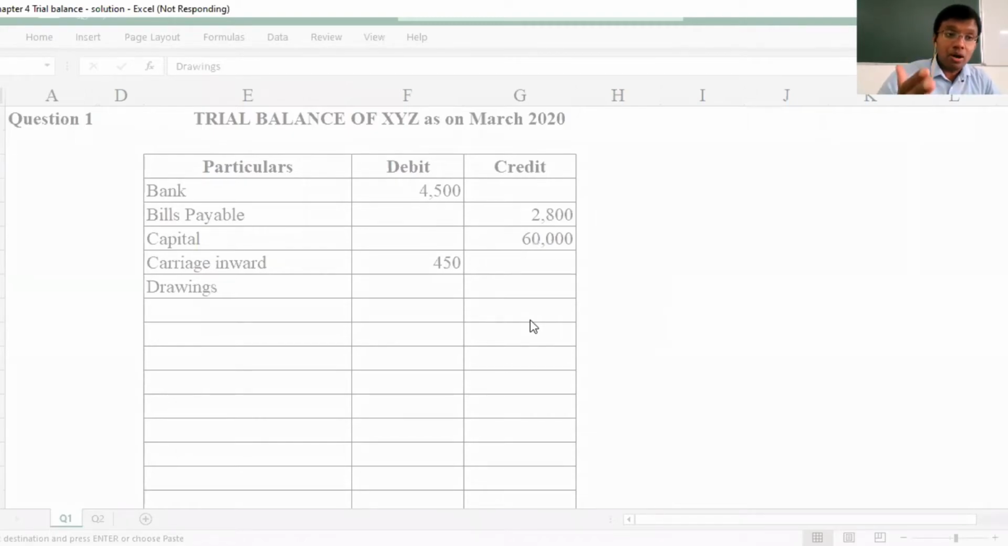Why is it an asset? Because the business would be getting the money back from the proprietor.